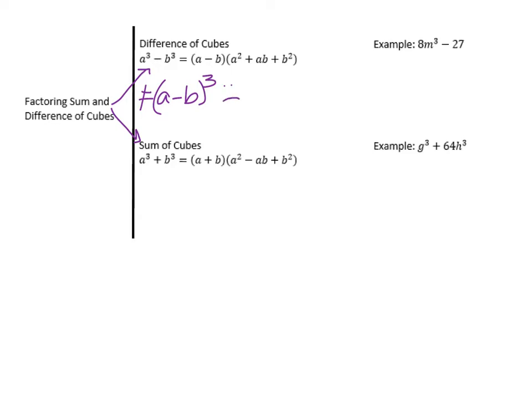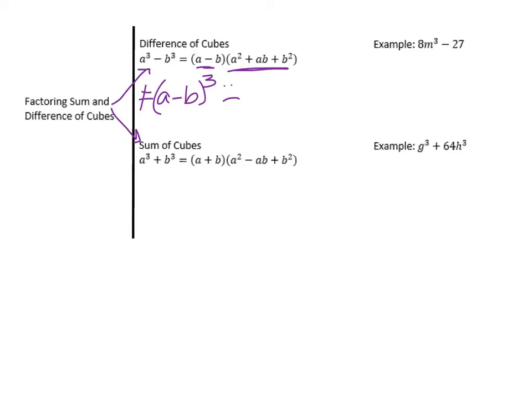If you have a perfect cube minus another perfect cube, and you can tell what A and B equal, you'll have a little parenthesis and a big parenthesis. And we'll just follow that template. Over on the right, it says 8m cubed minus 27.